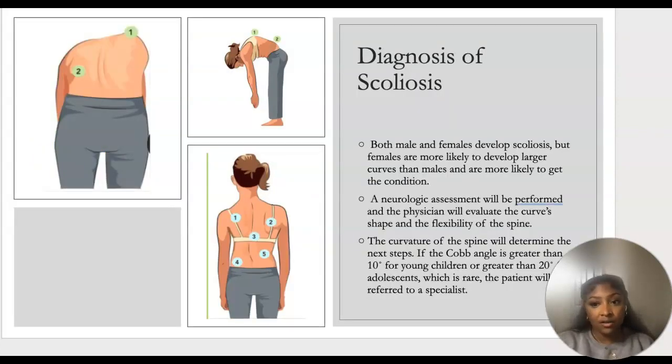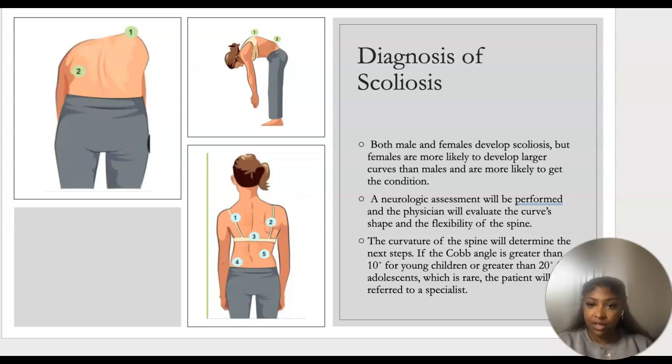So how do they diagnose this? It occurs in both males and females, but it's more prominent in the female biological makeup. They are genetically predisposed to possibly have a larger angle in the Cobb angle degree, which is the curvature, compared to a male, who is less likely to have as big of an angle when they do have scoliosis, but it's still possible.